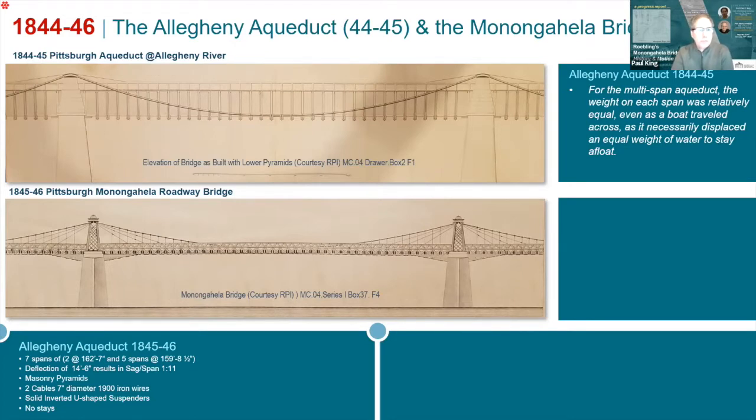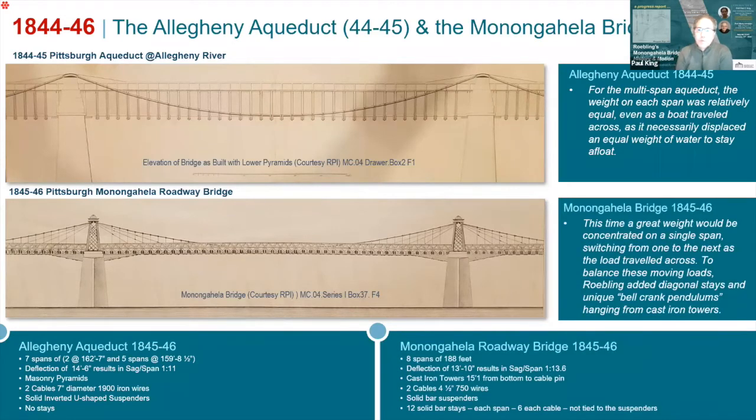Now, by comparison, at the Monongahela Bridge, Roebling had a different and more difficult and complex problem to deal with. This time, the great weight would be concentrated on a single span and switching from one to the next as a load traveled across.